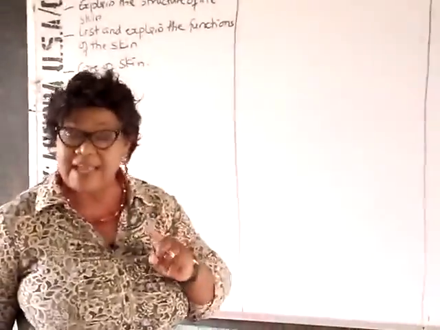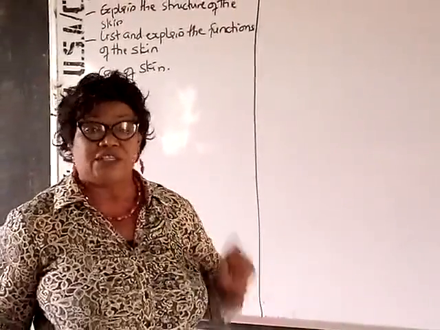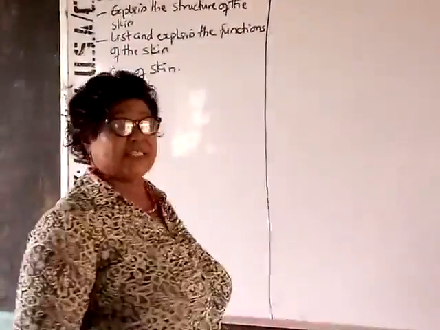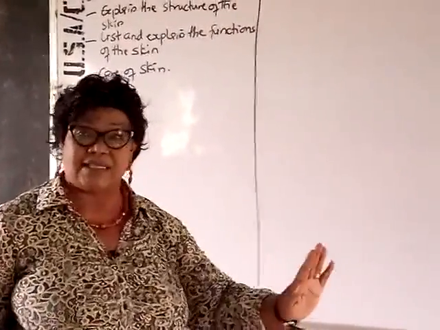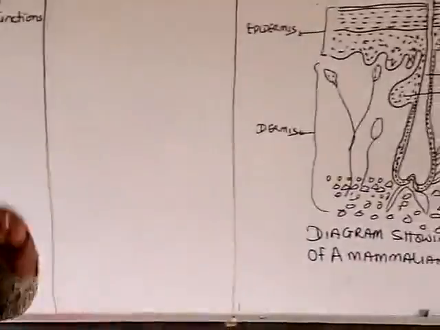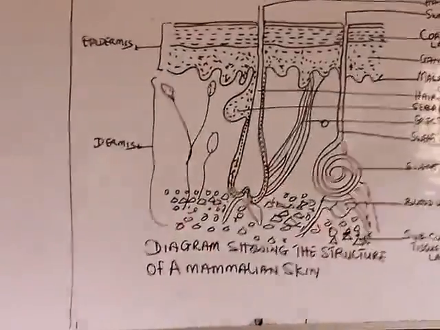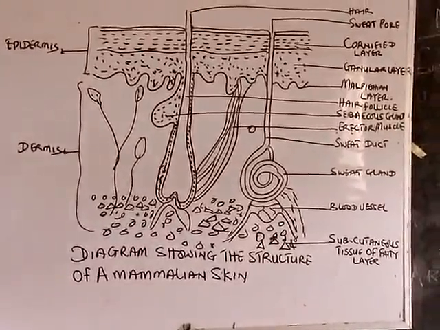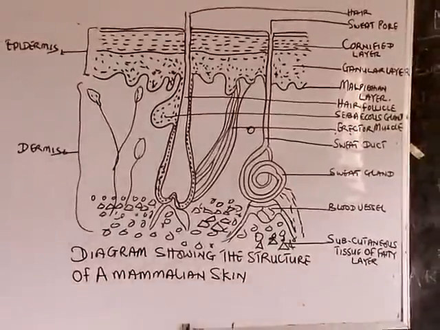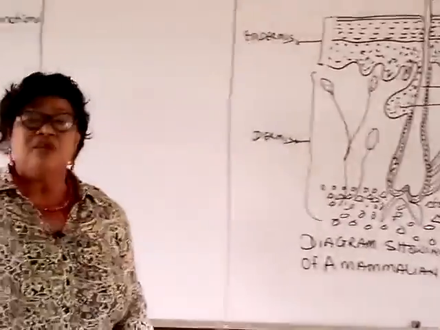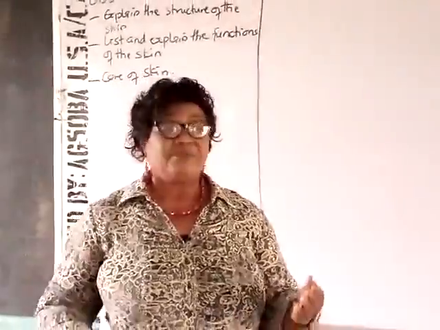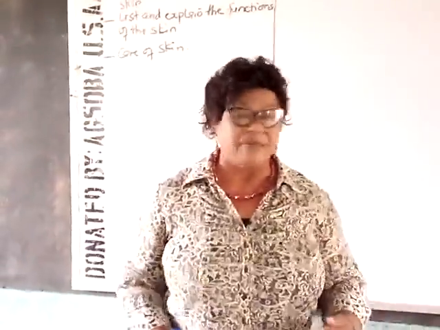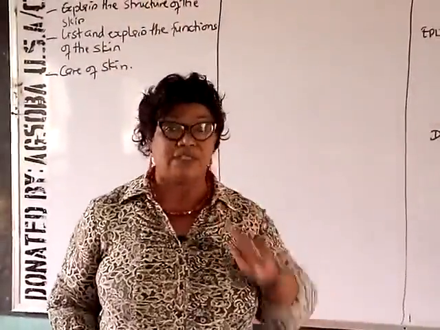So when we look at objective one, we'll talk about the structure. You must be able to draw the structure representing a mammalian skin. Not only that, when you draw the structure, you label the parts that make up the mammalian skin, and you have to know the functions of these parts. So list the parts of the skin and explain the functions of the skin. If the skin is part of the organs of homeostasis, to maintain a constant internal cell environment, then you must know how to take care of the skin.